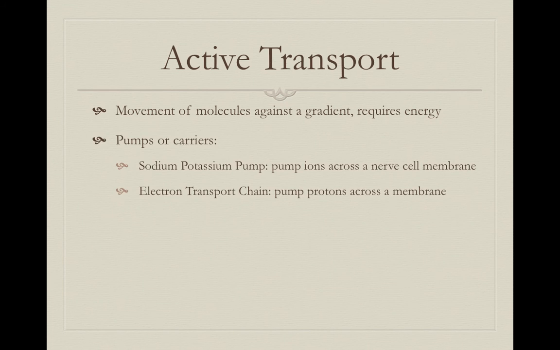The second type of transport is active transport, and that's the movement of molecules against a gradient, and it requires energy, usually in the form of ATP. There are actually many different examples of active transport, but here are a few. There are usually pumps or carriers. A couple examples are the sodium-potassium pump, which pumps ions across the nerve cell membrane, and the electron transport chain, which pumps protons across the membrane. So those are examples of active transport.